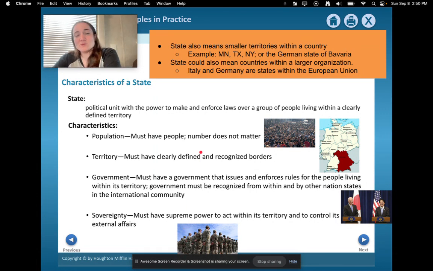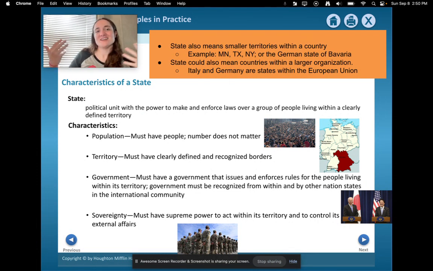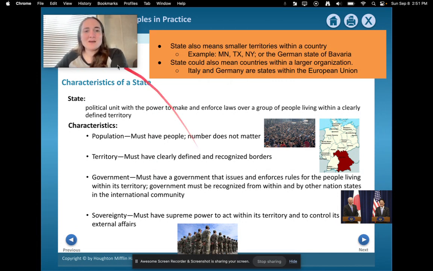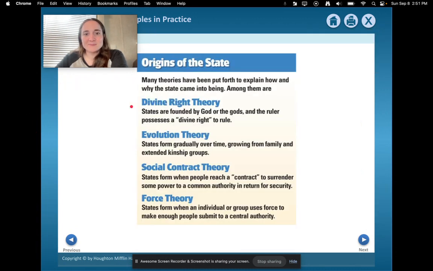Now, when we say state, you might think of things like Minnesota and Texas and like New York. Yes, those are states. But you also have to think that states aren't always just like the United States. States exist throughout the world. States could also mean countries within a larger organization as well. So Italy and Germany would be considered states to the European Union. So that's the only thing with America and our states. It gets a little bit confusing with the definition. But let me know if you have any questions with that.